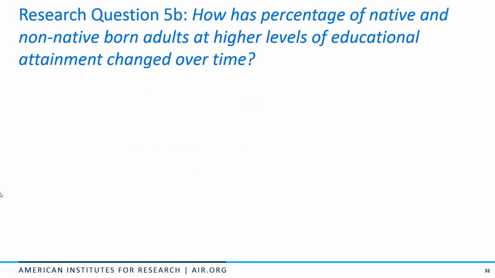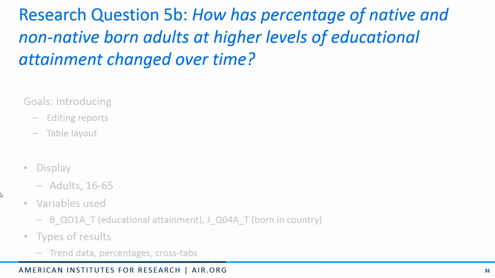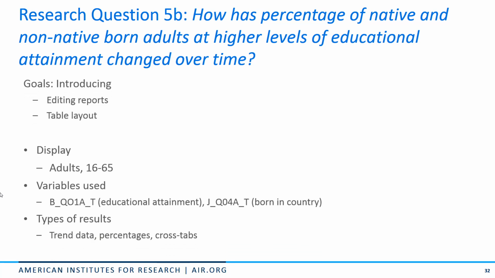The next scenario will continue from the previous analysis and look at a related research question. How has the percentage of native and non-native born adults at higher levels of educational attainment changed over time? So, rather than looking at characteristics of each educational attainment level like we did in the previous scenario, for this question, we are interested instead in looking at the educational characteristics within the native and non-native born populations. This example will focus on showing you how to edit reports and change the table layout in the IDE.